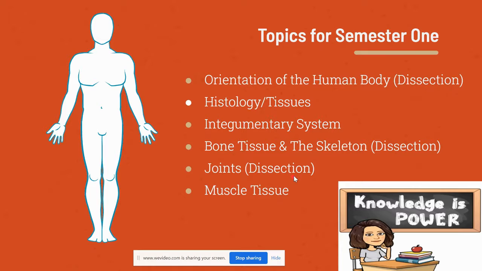The topics for semester 1 start with an orientation to the human body, and we've already done our first dissection with the cow eye, so they're learning some dissection skills right off the bat. Then we transition to histology, which is tissues, the integumentary system, which involves the skin, and then we start with the bone tissue and get into the skeleton, where we also have a dissection there. Then the joints, another dissection, and then we get into muscle tissue before the end of the semester.